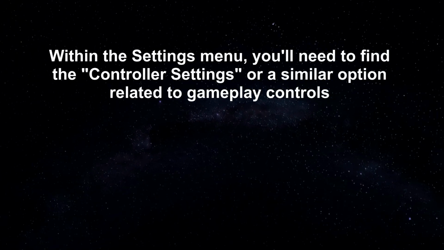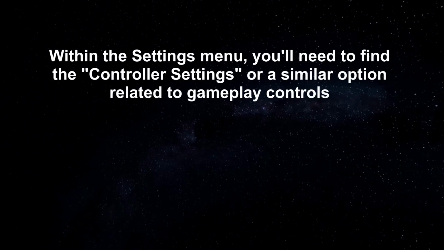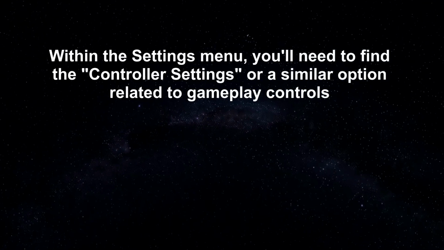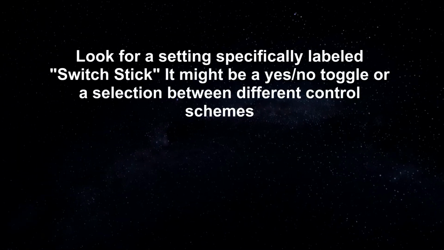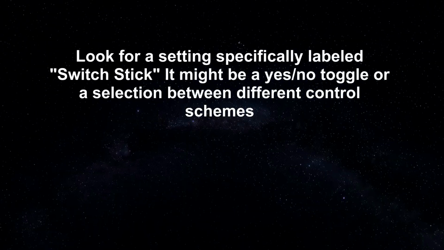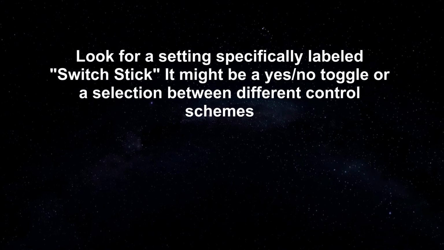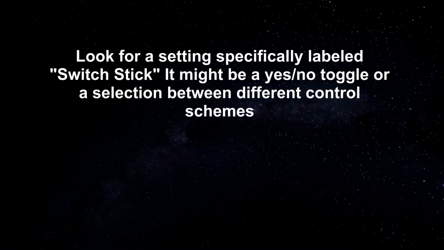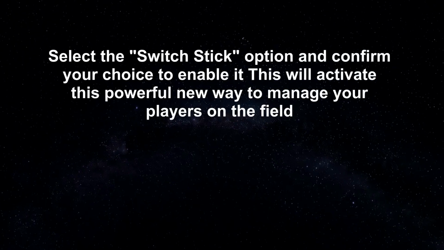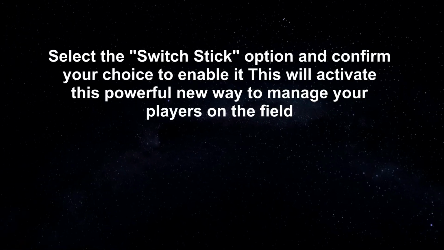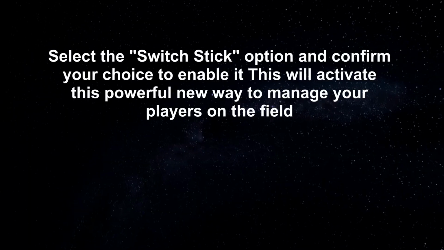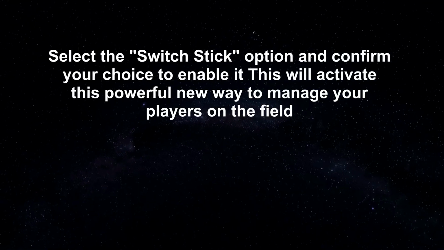Within the settings menu, you'll need to find the controller settings or a similar option related to gameplay controls. Look for a setting specifically labeled switch stick. It might be a yes/no toggle, or a selection between different control schemes. Select the switch stick option and confirm your choice to enable it. This will activate this powerful new way to manage your players on the field.